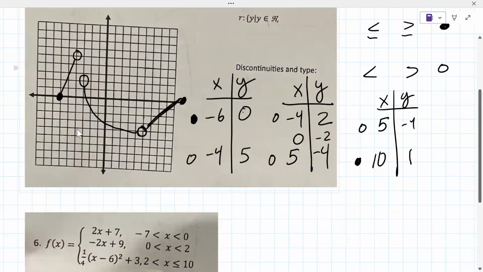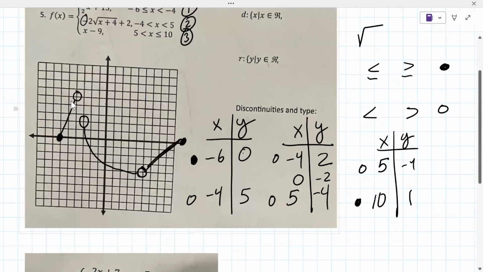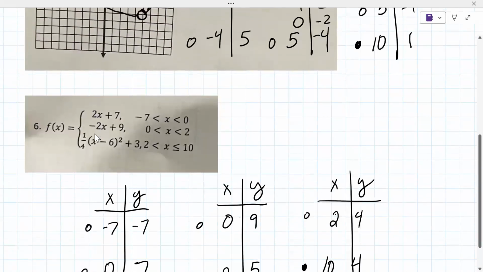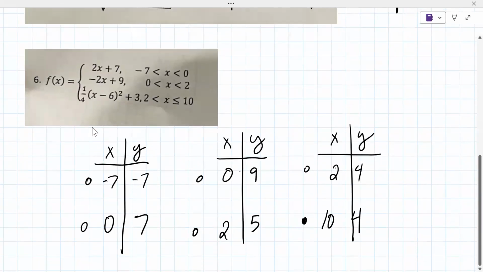Let's go back to the previous one. How would you describe this thing right here? What's a one word you could use to describe that? Like a piece? I don't know. Line. It's a line. Okay. What is 2x plus 7? A line. How about minus 2x plus 9?